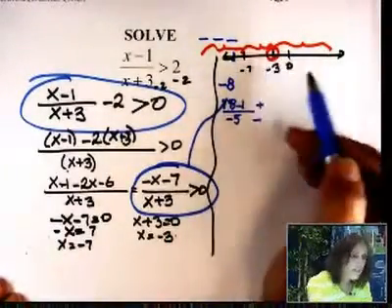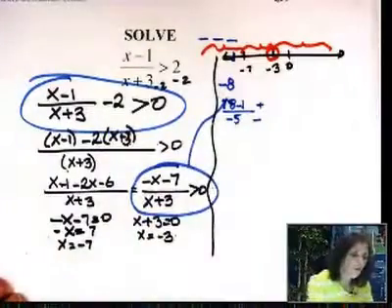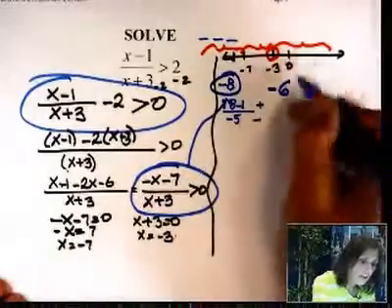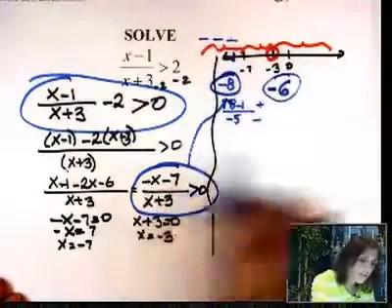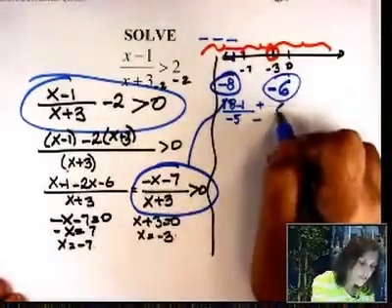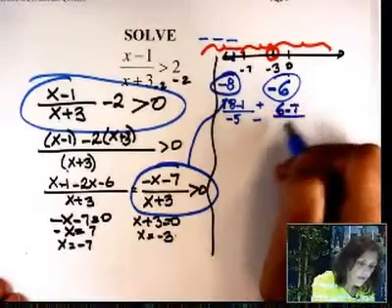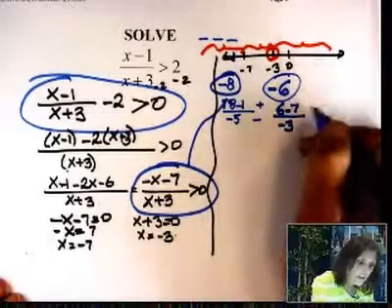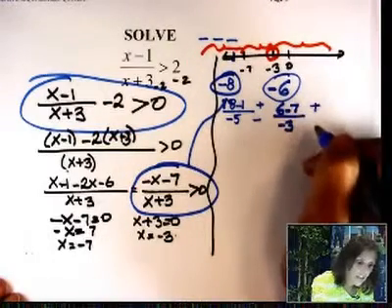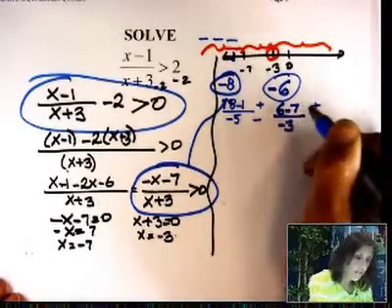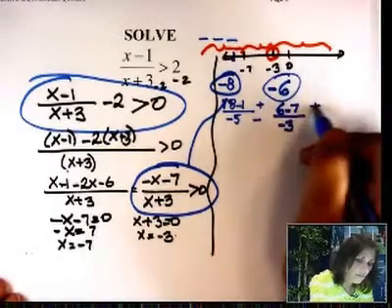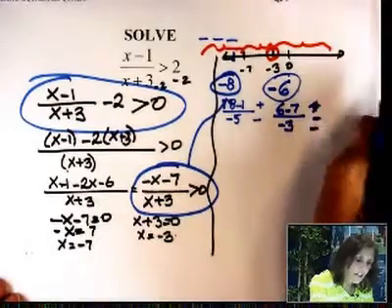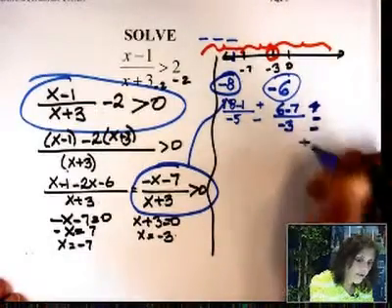Between negative 7 and negative 3, let's pick, I don't know, negative 6 to test. For negative 6, I put it in here. Negative, negative, that's positive 6 minus 7 over negative 6 plus 3, so negative 3. That's going to give me a negative on top and a negative at the bottom, and that's going to give you a positive when you divide.